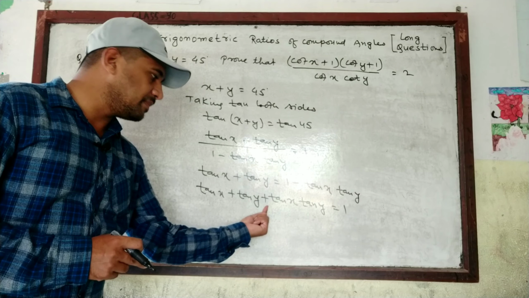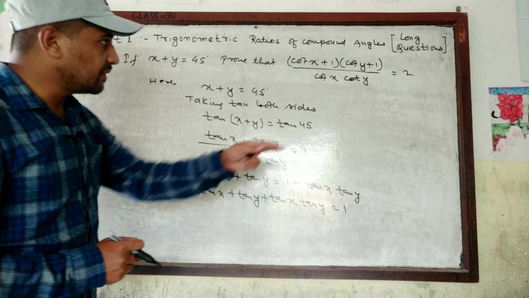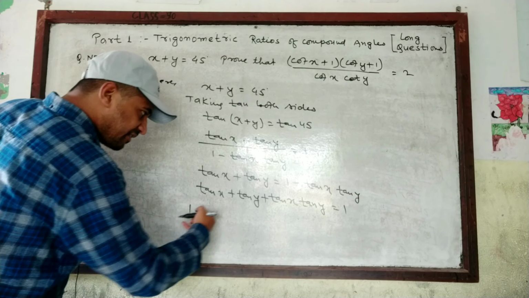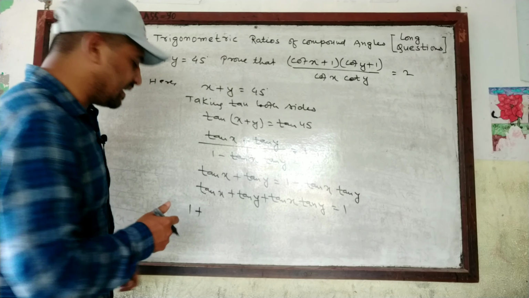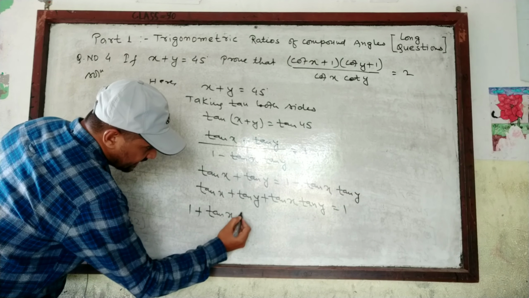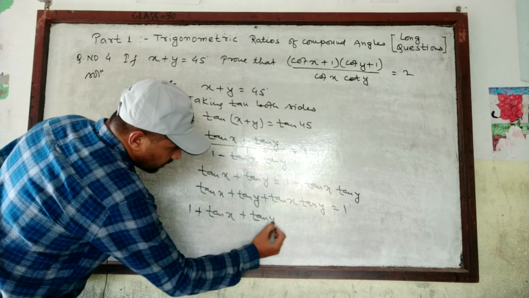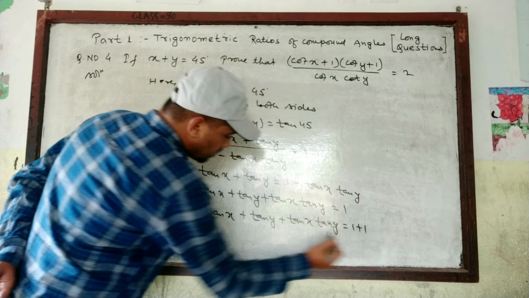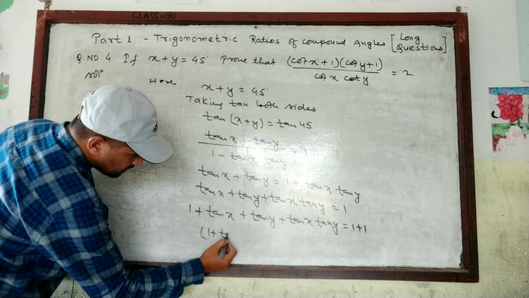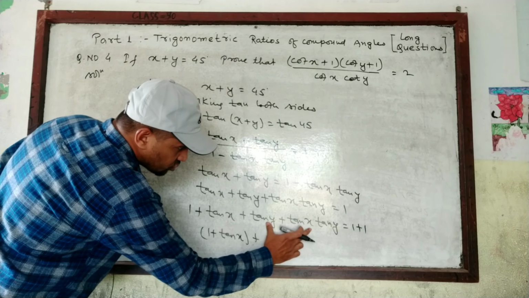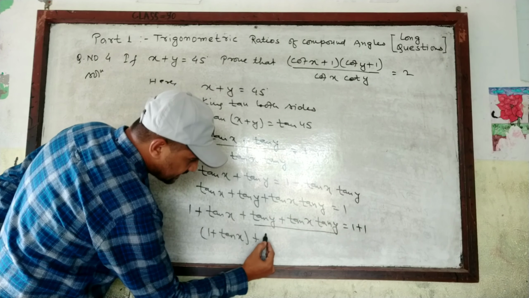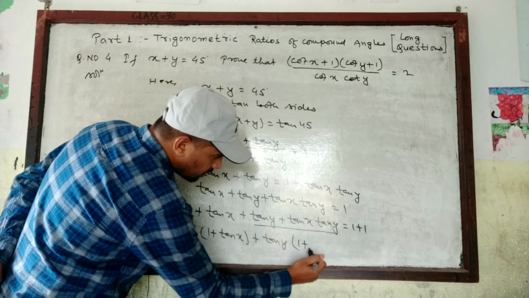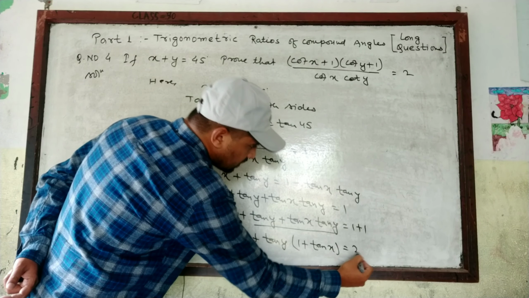Taking the term tan x tan y to the left side, here is minus, so it will be plus. Now adding 1 on both sides, because we need 2 here. You can write adding 1 on both sides like before, or you can add directly also. 1 plus tan x plus tan y plus tan x tan y is equal to 1 plus 1. Now from the last two terms we can take tan y common. So what is remaining? 1 plus tan x is equal to 2.